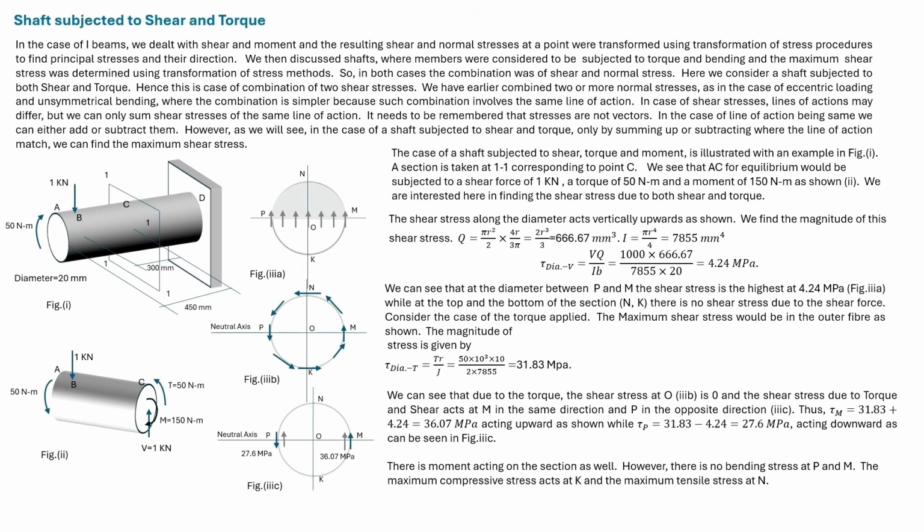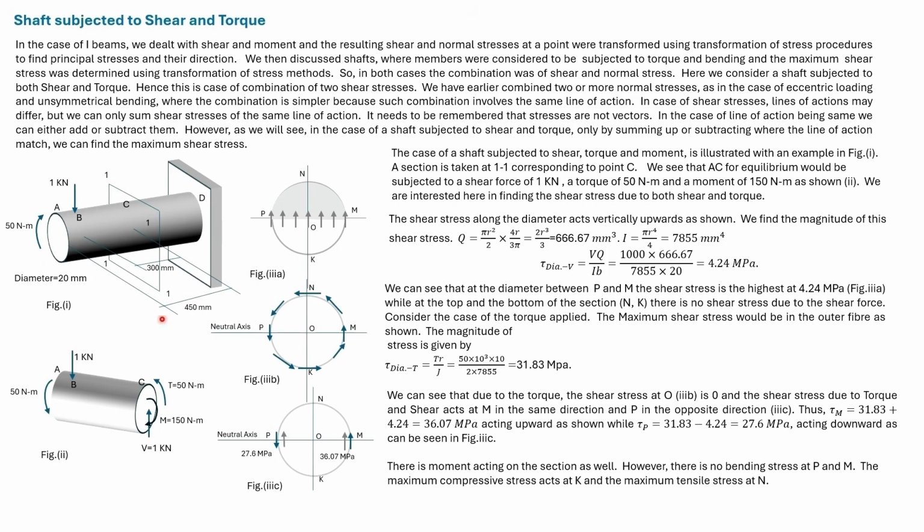Summing up shear stresses is different than summing up normal stresses. In the case of normal stresses, they act along the same line. In the case of shear stresses, they may not act along the same line. It needs to be remembered that shear stresses are not vectors. However, when the shear stresses act along the same line, we can add or subtract them. As we will see, summing up and subtracting shear stresses that act along the same line is enough to find the maximum shear stress.